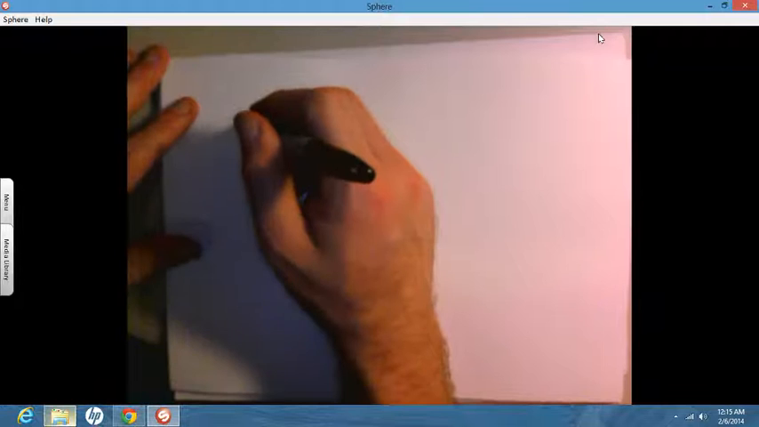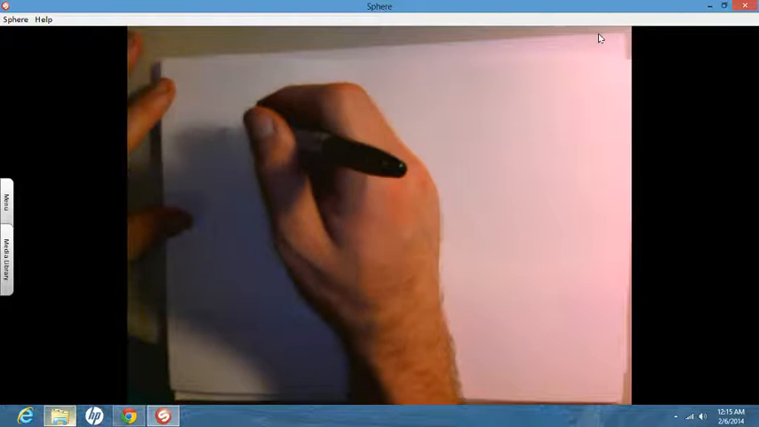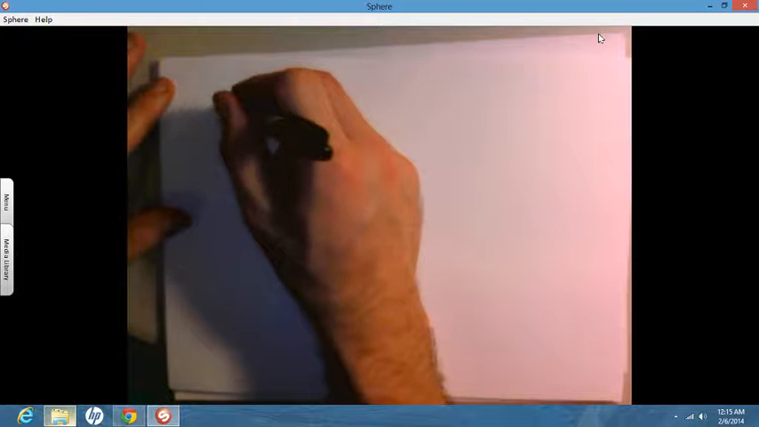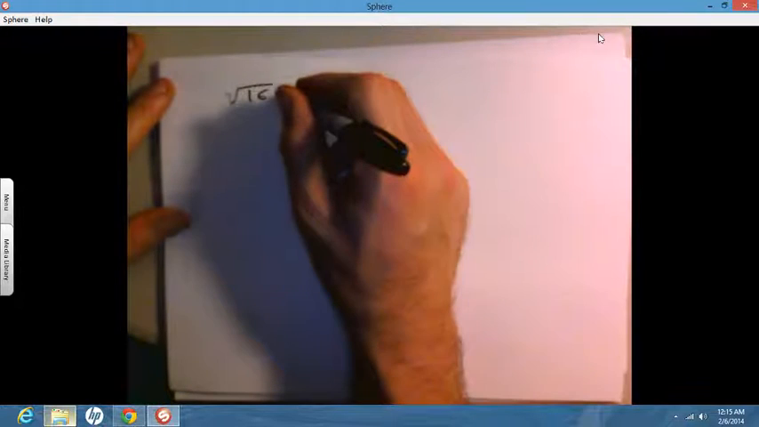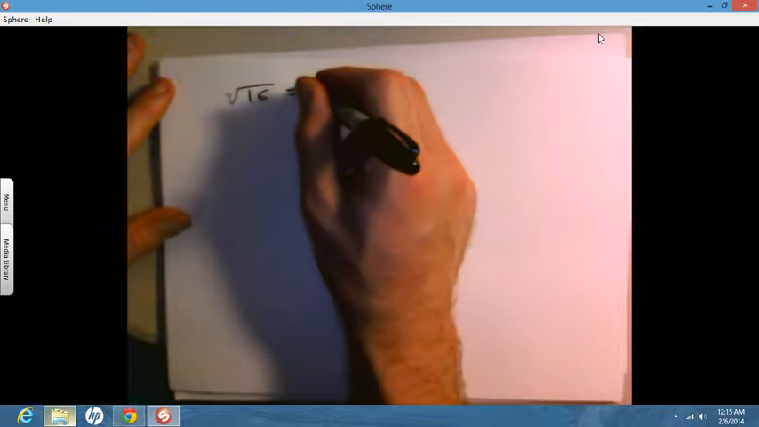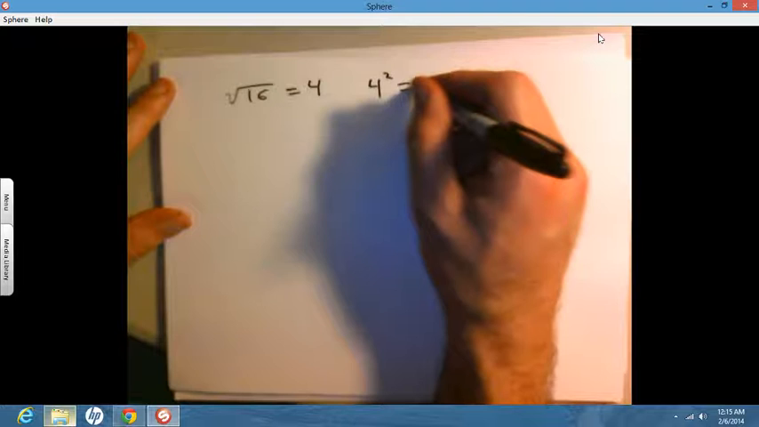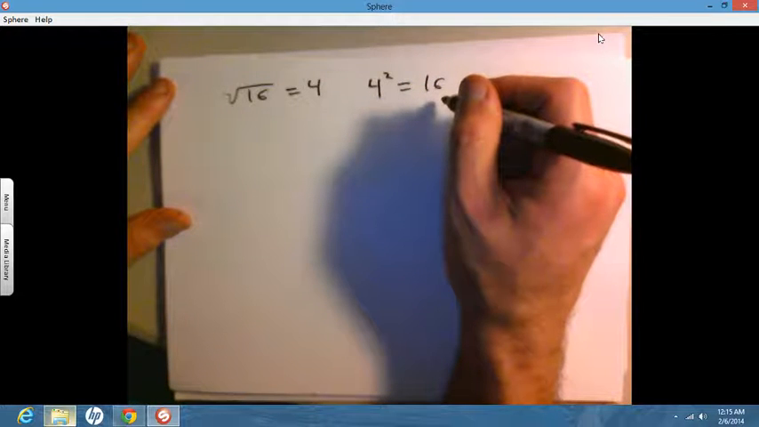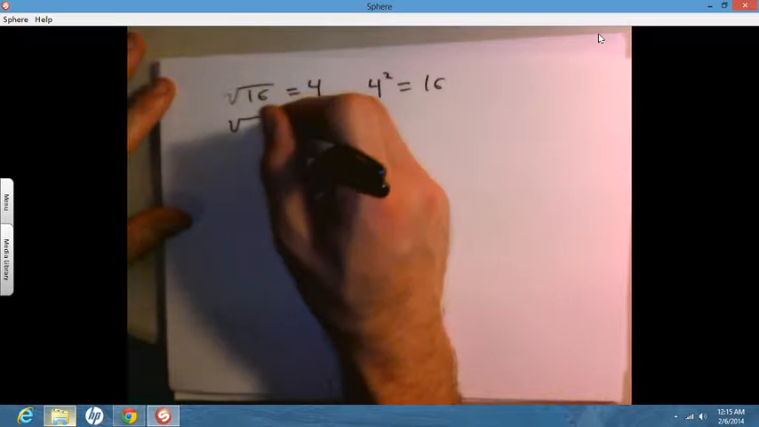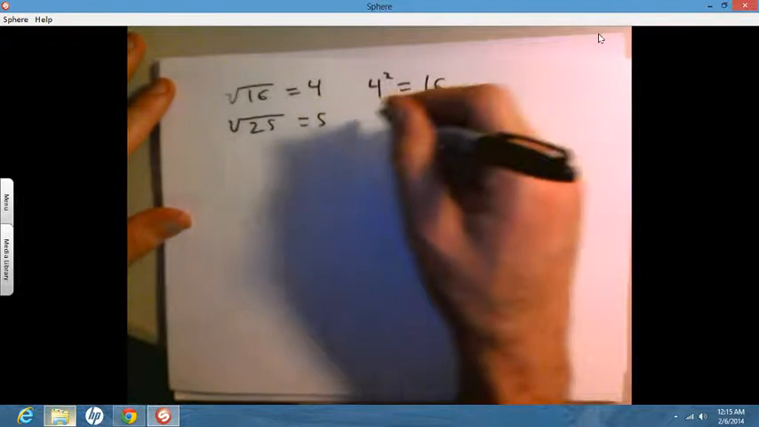Okay, so someone asked a question about the quadratic equation and perfect squares. First of all, let's talk about what a perfect square is. A perfect square is a number whose square root is a whole number. For instance, 16 is a perfect square, since the square root of 16 is 4. Or you could think of it as there's a number that if you square it, you get 16. That's what it means to be a perfect square. Another example would be the square root of 25 is equal to 5, or equivalently, 5 squared equals 25.